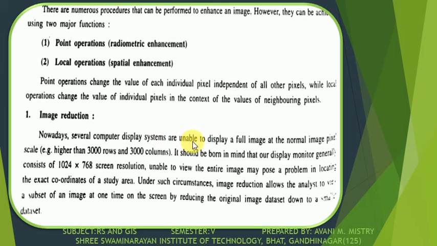Nowadays, several computer display systems are unable to display a full image at the normal image pixel scale higher than 3000 rows and 3000 columns, and it should be borne in mind that our display monitor generally consists of 1024 by 768 screen resolution. Unable to view the entire image may pose a problem in locating the exact coordinate of the study area. Under such circumstances, image reduction allows the analyst to view a subset of the image at one time on the screen by reducing the original image data set down to a smaller data set.